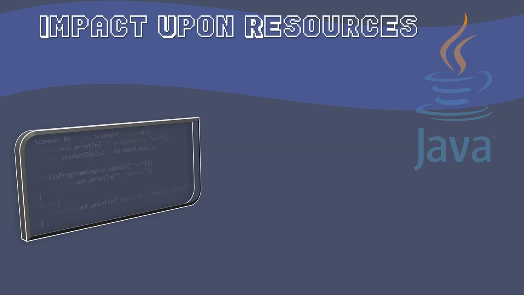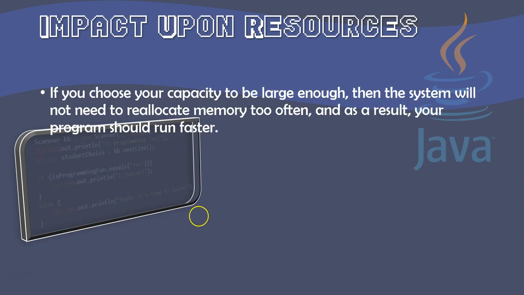Now, array lists also have a different impact upon resources. Remember, I talked about how they are less efficient than arrays. Part of that has to do with the fact that we can set the capacity for our array list. We can easily add one. Well, if we make that default capacity, because we do have to give it a starting size, large enough, then the system will not need to reallocate memory too often.